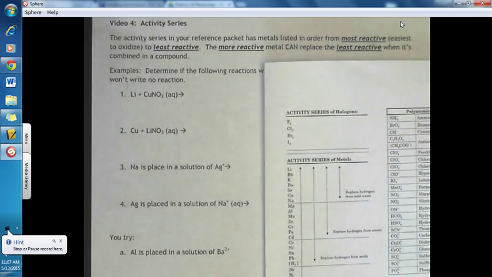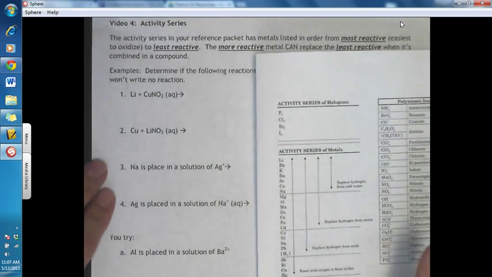So this video is on the Activity Series. In your reference packet, you have an Activity Series of both halogens and metals, and it's listed in order from most reactive, easiest to oxidize, to least reactive, hardest to oxidize. A more reactive metal can replace the least reactive metal when it's combined in a compound.